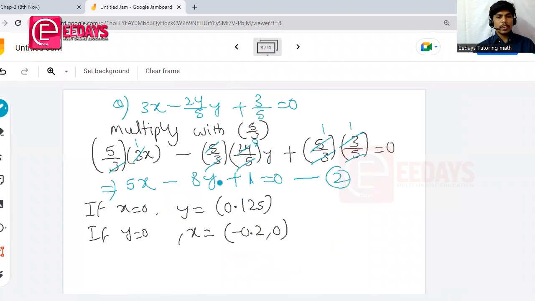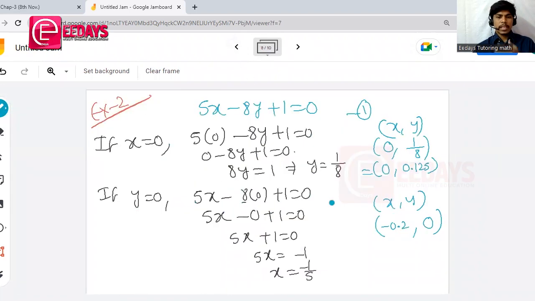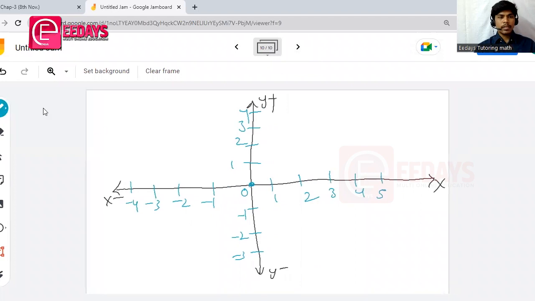What are the values we got in the first equation? In the first equation and the second equation, we got the same. X value 0, y value 0.125. 0.125 lies between 0 and 1, so it lies somewhere here. So that's why we can take 0.125.